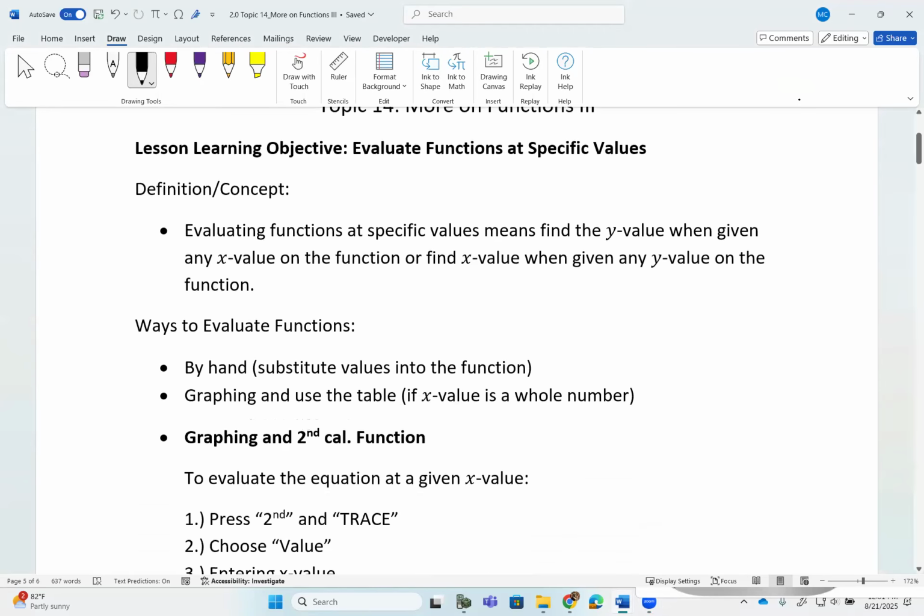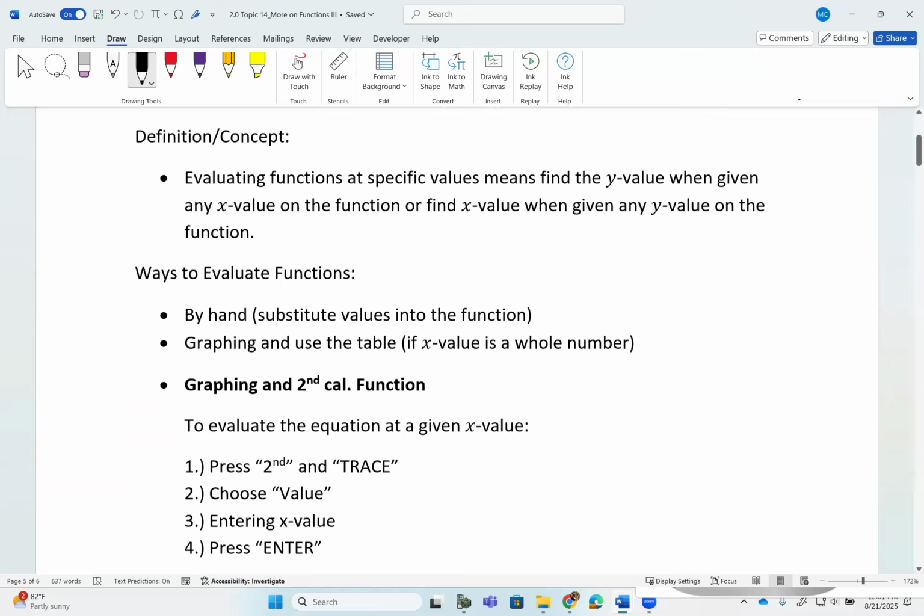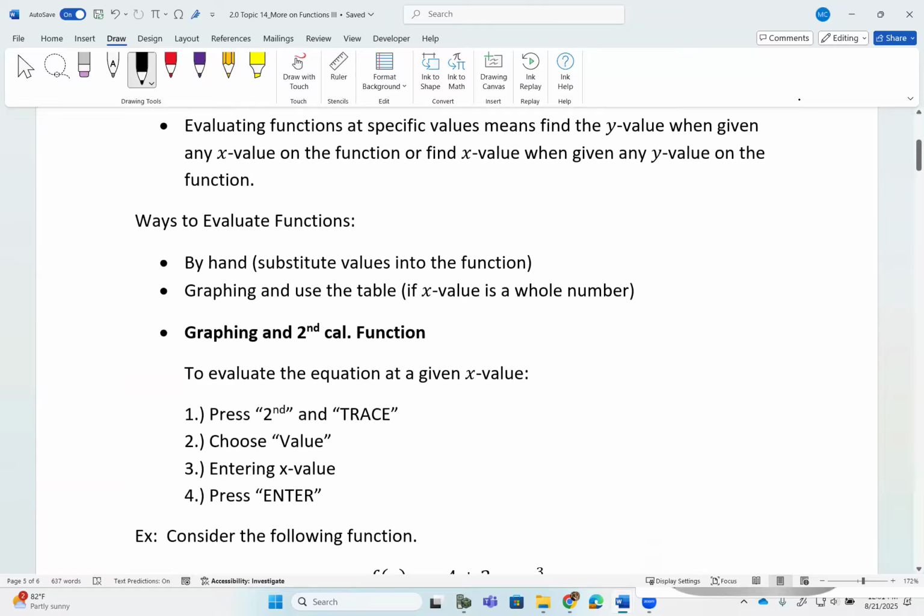Evaluating a function at a specific value means we're going to find the y value when given any x value of the function. Or it can be finding the x value when given any y value of the function. So it can be vice versa. The way to evaluate a function is basically we input an x value and output a y value. We can do it by hand, that means we write everything out and then put it in the calculator to figure out what the answer is.